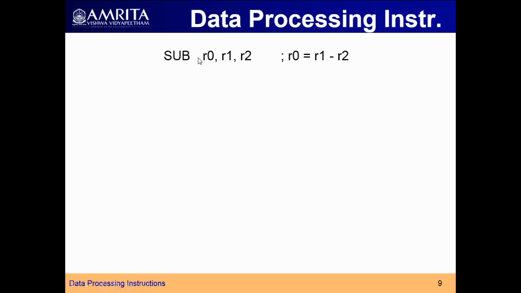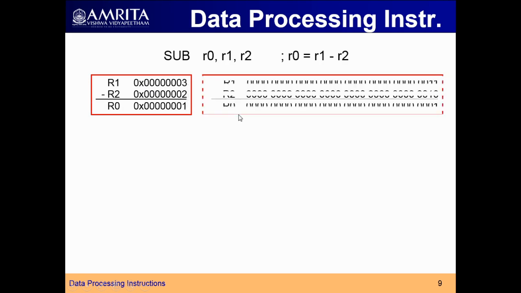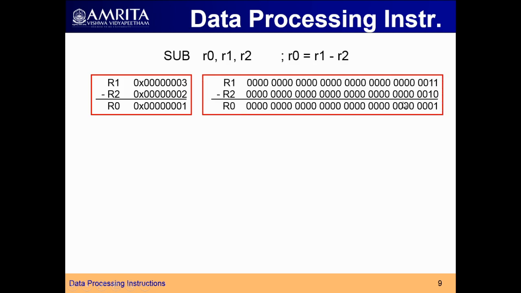Next one is the SUB instruction. So SUB R0, R1, R2 means R0 equal to R1 minus R2. You are subtracting R2 from R1. Let us take R1 as 3 and R2 as 2. When you are subtracting 3 minus 2, you will get 1. This is the binary representation. 3 minus 2 gives 1.